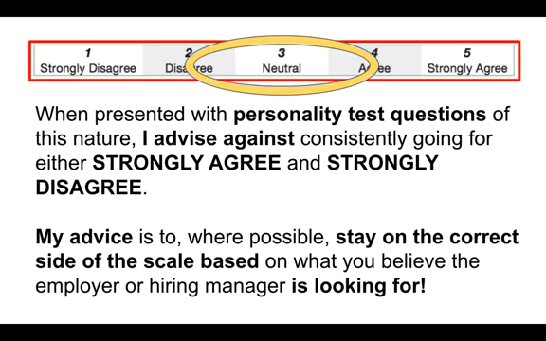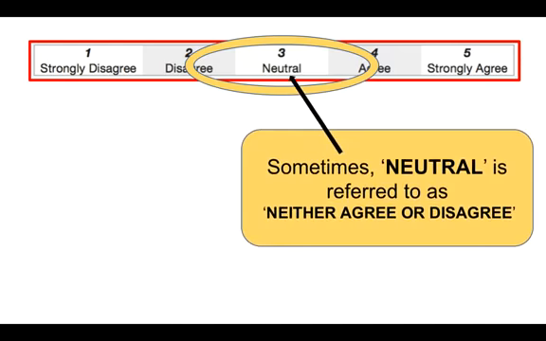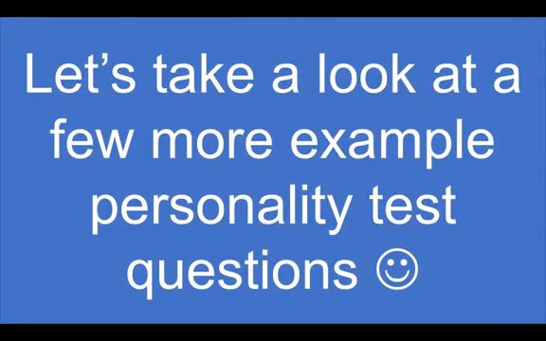Now, you'll also see that part in the center, which is neutral. Sometimes the neutral aspect is referred to as neither agree nor disagree, but we're going to use neutral for the sake of this tutorial. And I'll explain when I choose neutral as we go through. So let's now take a look at a few more example personality test questions.